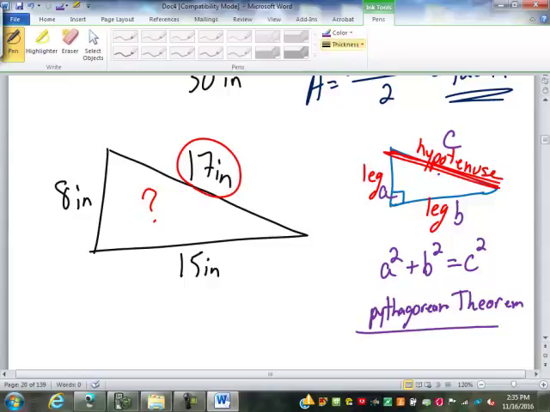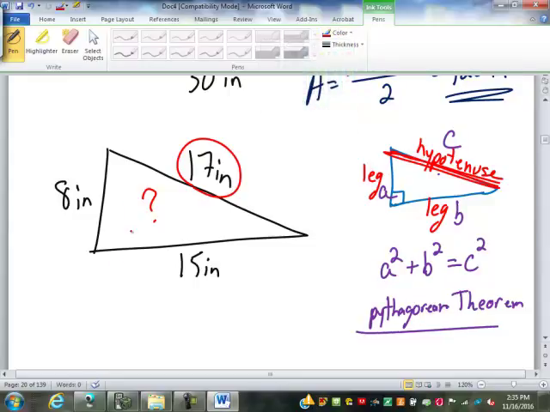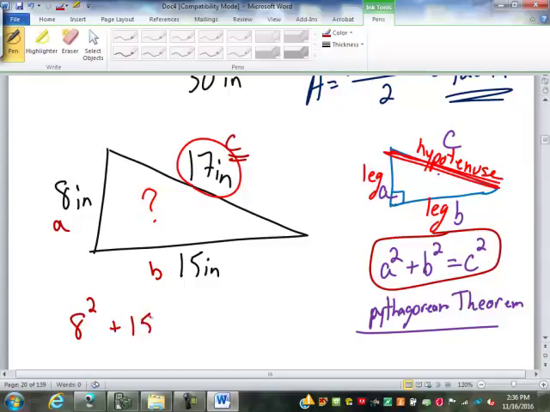So now back here, I can test to see if this is a right triangle because I know that if it were, 17 would have to be the hypotenuse. That would be called side C. 8 and 15 would be the legs, so I can label them however I want to. One of them is going to be A, and the other one's going to be B. And I know this relationship has to hold true. So that would mean 8 squared plus 15 squared would have to equal, I'm just going to put a box there because I don't know if it's equal yet or not, 17 squared.